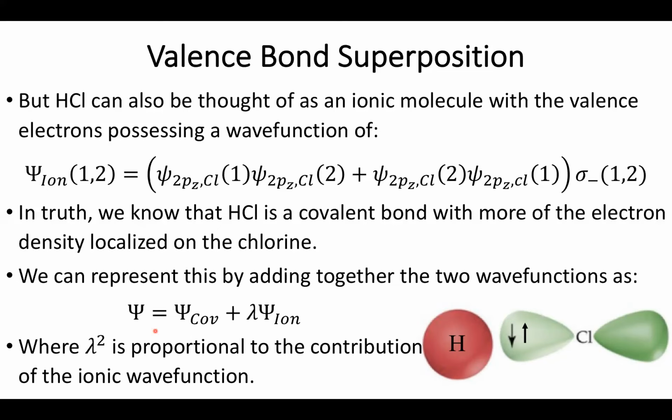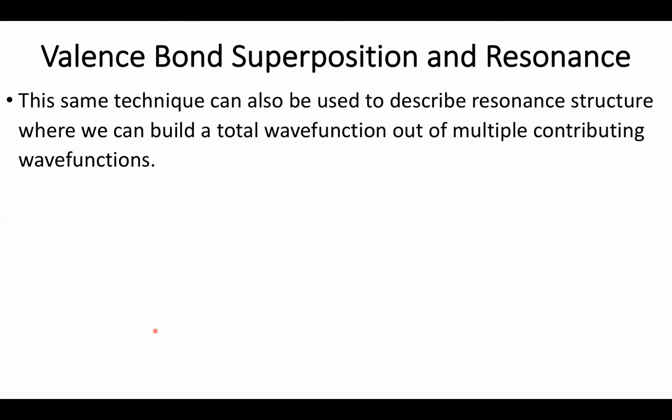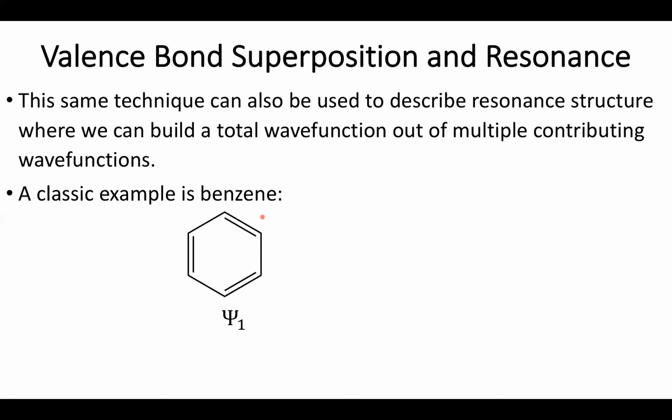Now, this technique of superposition can also be used for any sort of system that suffers from resonance. So if I have an organic structure, because this always happens in organic, where resonance is the answer, it turns out that we can build a total wave function out of all of the possible contributing wave functions. So let's make this a little bit more visual. Our classic case of resonance is benzene. So it has one potential structure with a corresponding wave function of psi1, and it has a second structure where I switch where my double bonds are, of psi2.